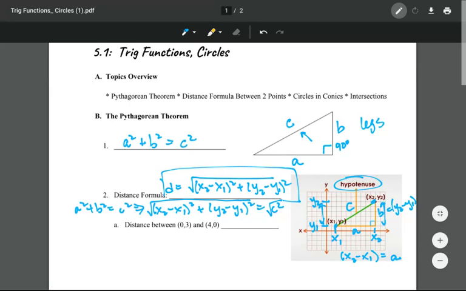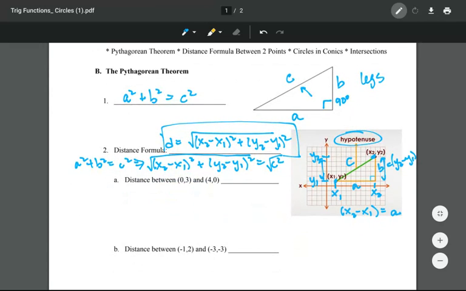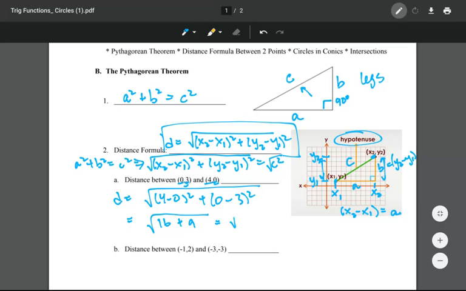Let's use this formula to find the distance between the points (0, 3) and (4, 0). If I'm looking for that distance, it's going to be the square root of the difference in my x's. So that's going to be (4 minus 0) squared plus the difference in my y's, (0 minus 3) squared. So just doing the math, I have 4 squared, which is 16, and then negative 3 squared, which is 9. This is the square root of 25, and we get a really nice distance for that value. That distance is 5.